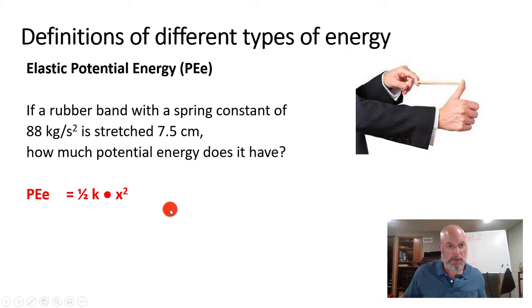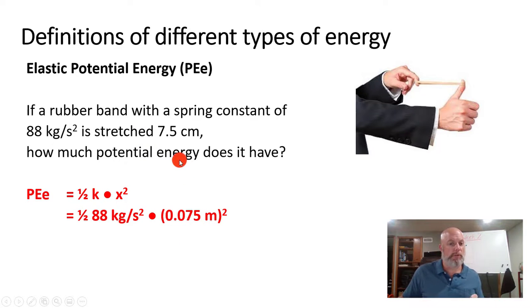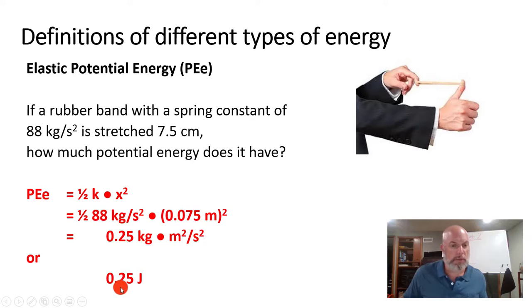Write down the equation. There you go. We want this in meters, so you're just converting that into meters. There's 100 centimeters in a meter, so you're moving the decimal point 2 to the left, or dividing by 100. And then there's our answer, 0.25 joules. Okay?